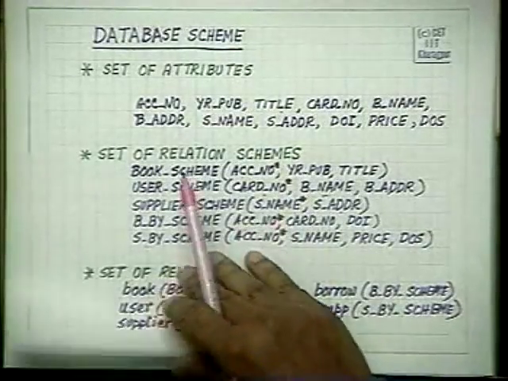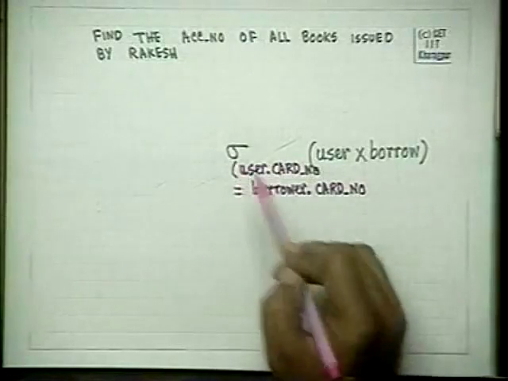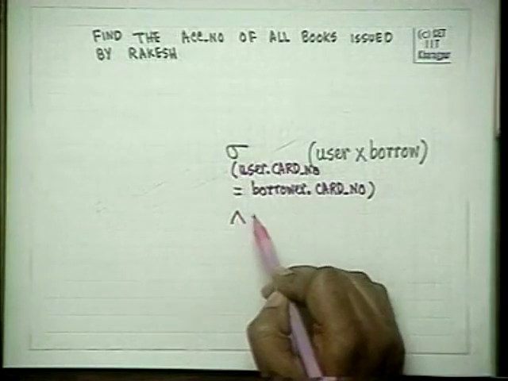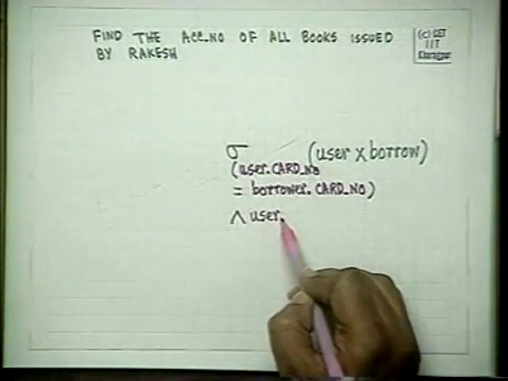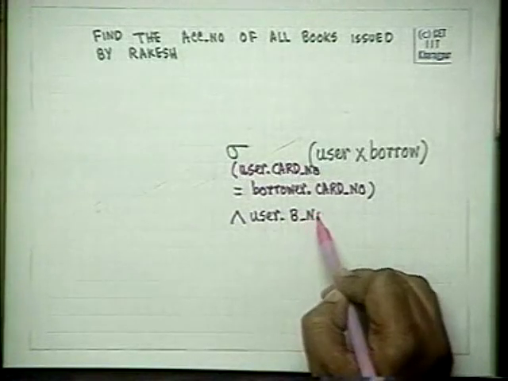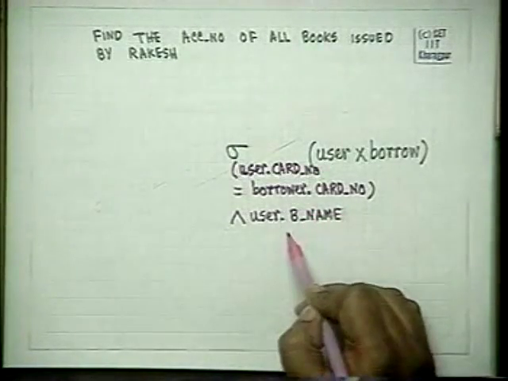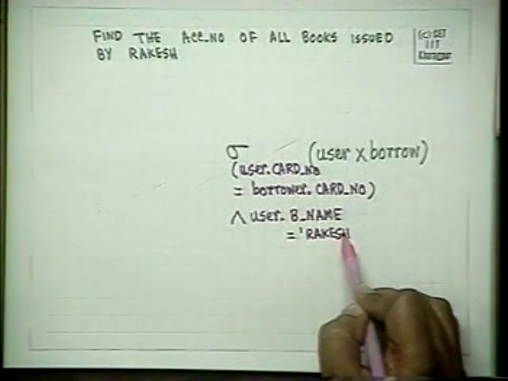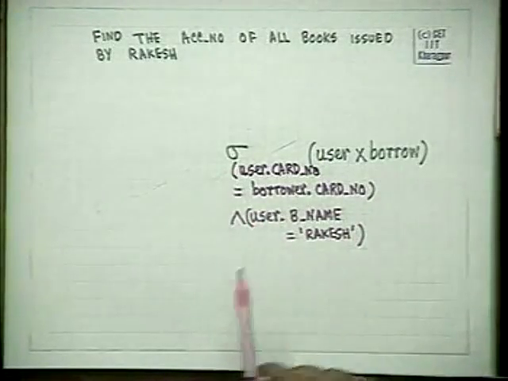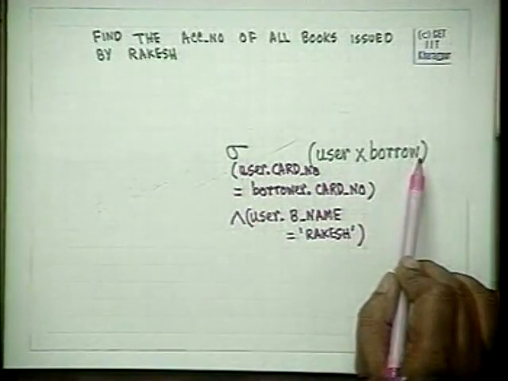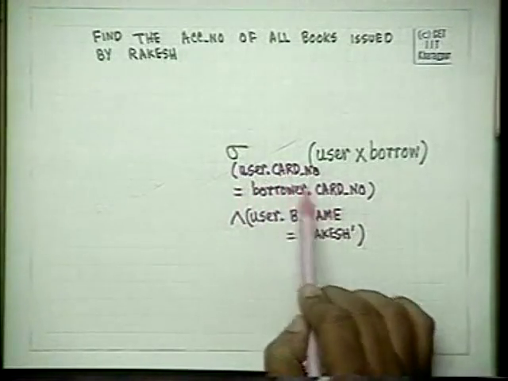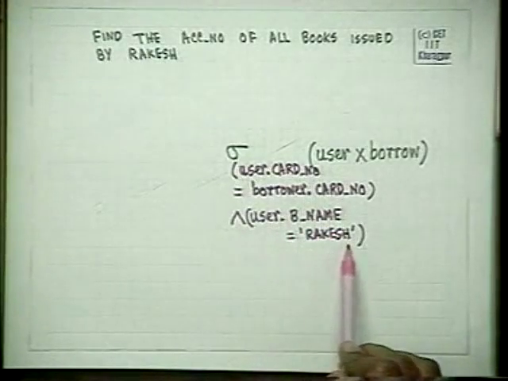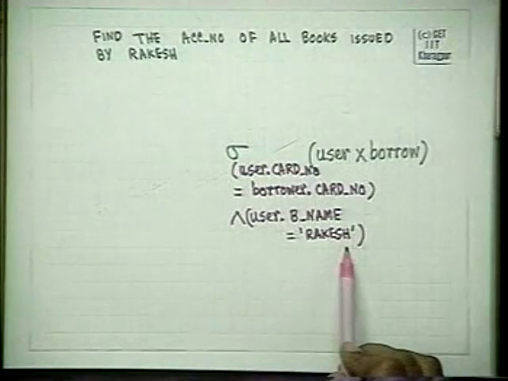to find out. So here, other than borrower number equal to card number, what do I want? I want user dot borrower name equal to Rakesh. So on user cross borrow, I have aligned out all those which have got the same card number, and I have selected out only those whose username is Rakesh.